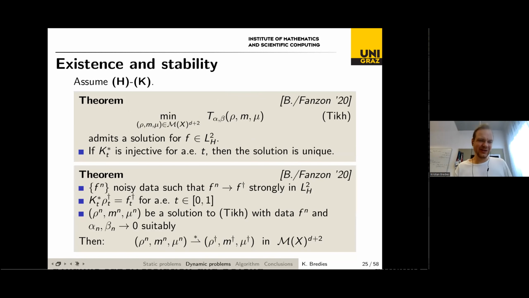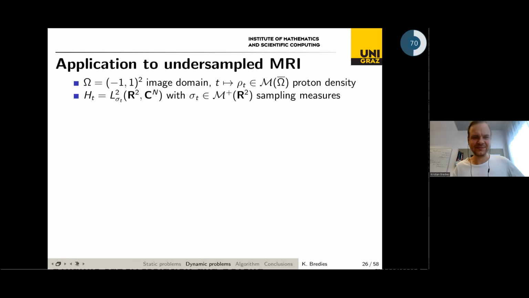And moreover, you also have stability, which is of course an issue for inverse problems. So noisy data have to converge strongly, for instance. So you have a true solution, which also has finite energy. And then if you choose the parameters right, you get subsequent weak star convergence. So like the analogue that we also have in the static case.